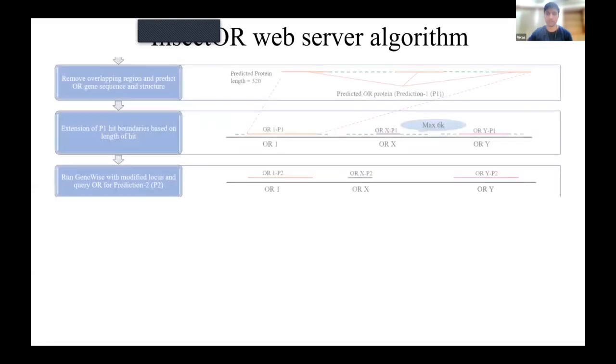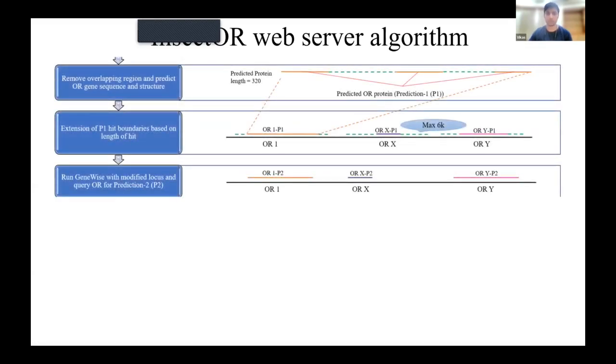Now, once we have the prediction one hit, we want to refine this gene model, and we extend the gene boundaries, and the maximum allowed region is 6,000 base pairs, which is like the average genic region in insect genomes. And we use another gene prediction tool called GeneWise to predict another set of proteins for the same genic region. And that we call the P2 hit.